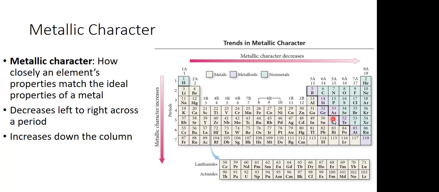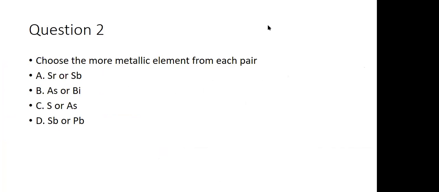And lastly, Pb versus Sb. Pb is right here, Sb is right here. So Pb is down and to the left, so Pb is more metallic. Basically, like I said, whatever is to the bottom and to the left of the periodic table is going to be more metallic. So just to recap, your answers there are Sr, Bi, As, Pb. Questions about metallic characteristics of elements or periodic trend.